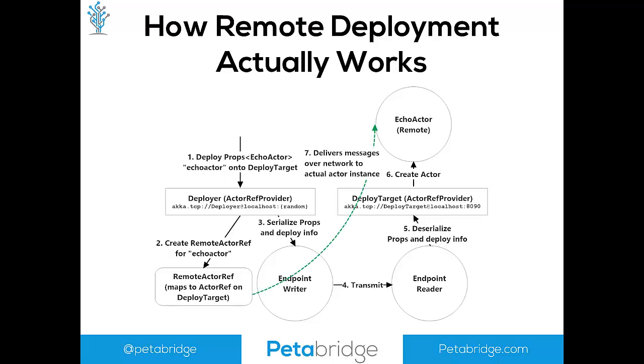And then from that point onward, all messages that are sent to the original remote actor reference that we received on the endpoint that was deploying the actor will all be delivered to that actor over the network. So this little remote actor reference has the appearance of being a local actor, even though it really maps to something that exists over the network.